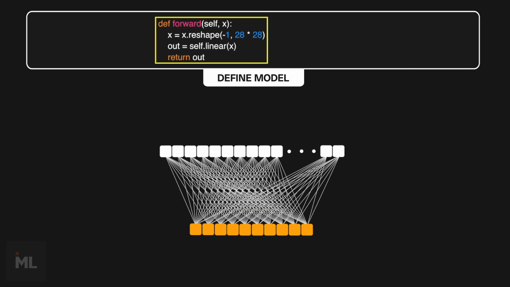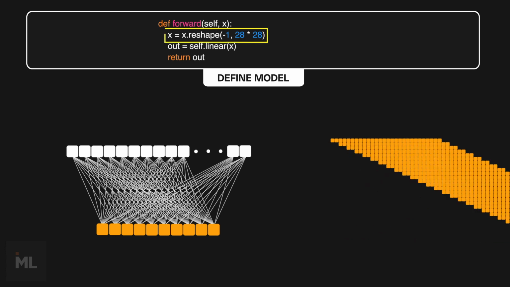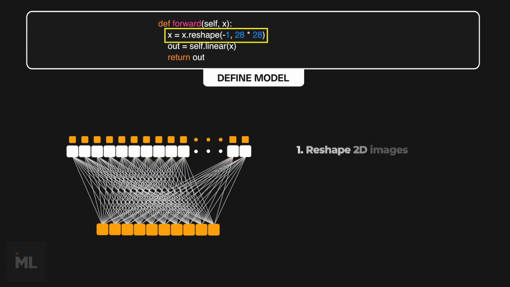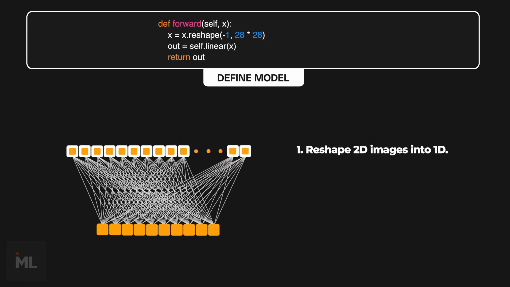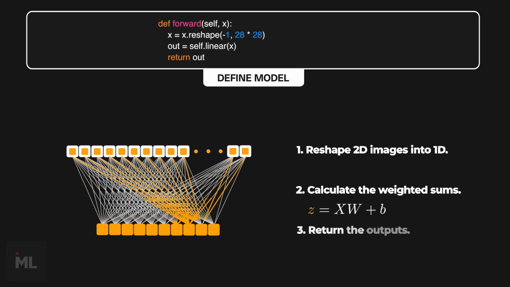In the forward function, we define how the model is going to be run from input to output. First, we need to reshape the 2D image into 1D, so the total number of inputs here is 784, which matches the network input. And the next step is to calculate the weighted sum of the input x with the model parameter w. Finally, we can return the output. So that's an introduction on how we import data and define the model for our image classification task.